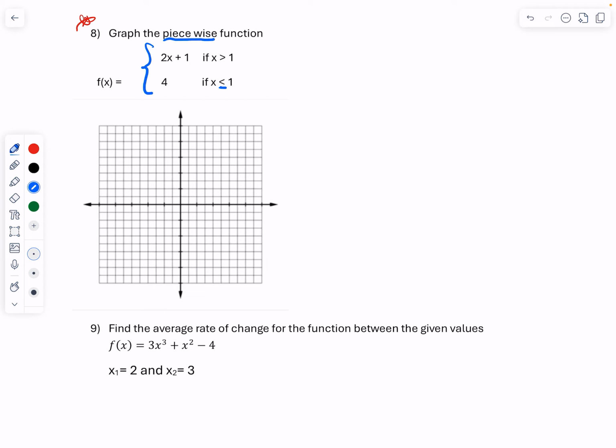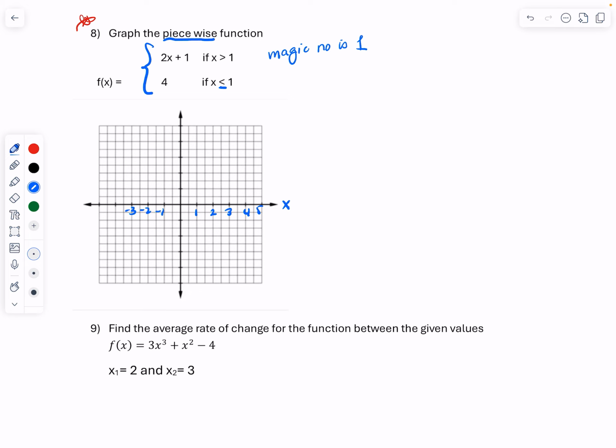So let's fix this. This should say f of x equals 2x plus 1 if x is greater than 1. F of x equals 4 if x is less than or equal to 1. So the magic spot, or the magic number, is 1. Okay, so I'm going to go ahead and label the axes.